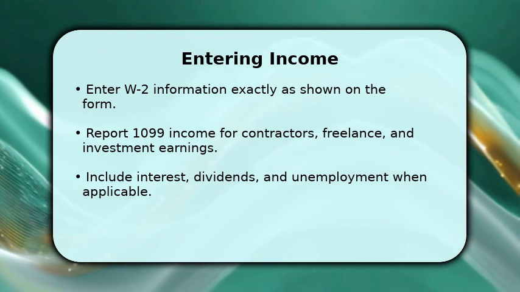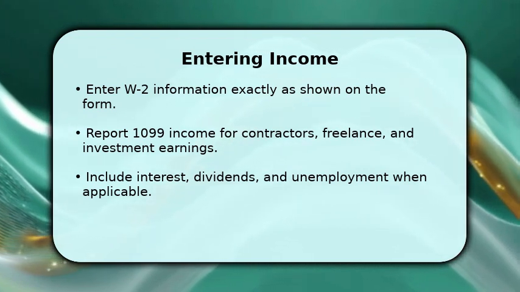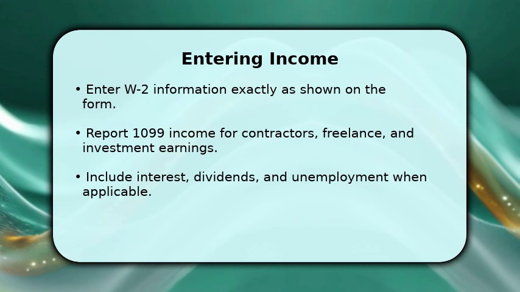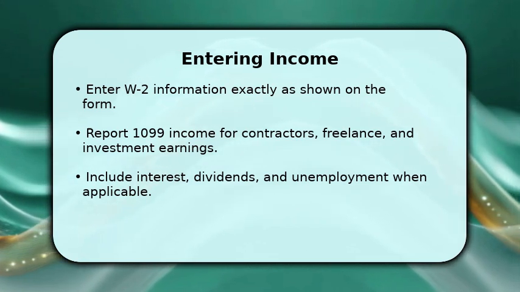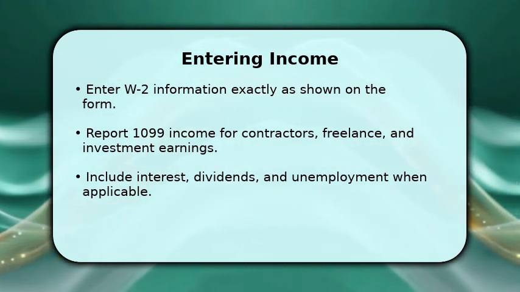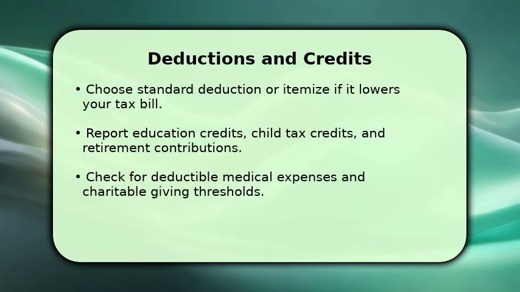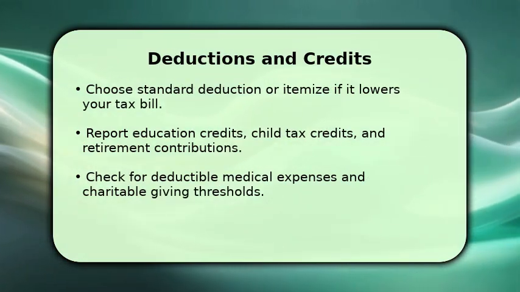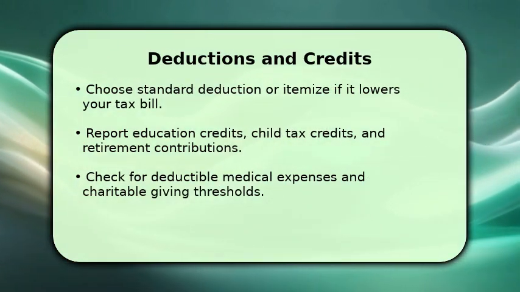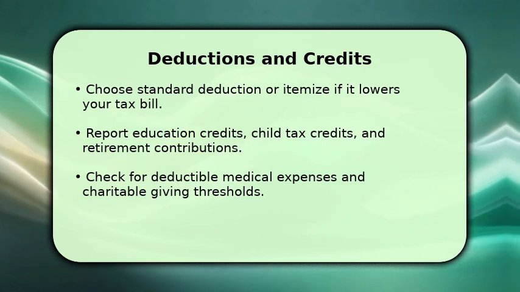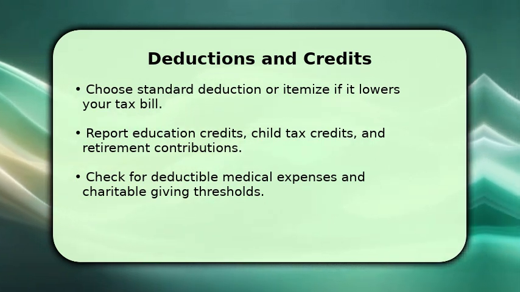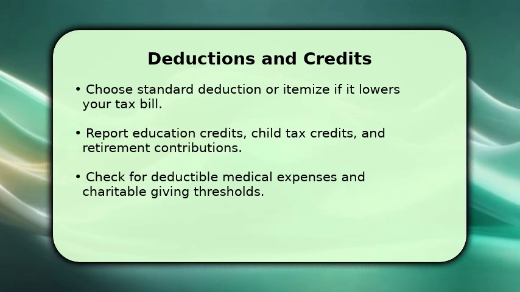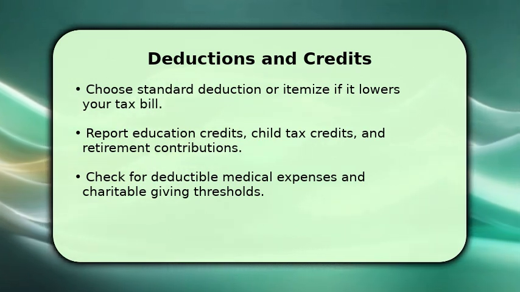Be sure to add any unemployment or interest income and confirm totals before moving to deductions and credits to avoid mismatches. Use TurboTax's deduction finder to compare the standard deduction versus itemizing and pick the option that lowers your tax bill. Enter retirement contributions, education credits, and child tax credits carefully to maximize savings.